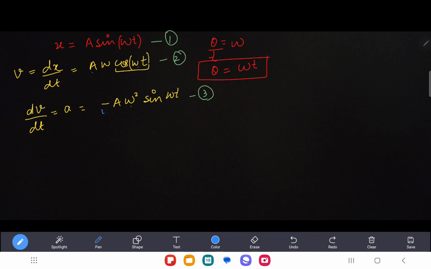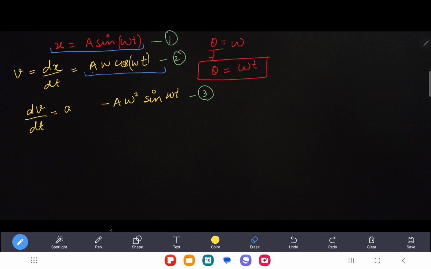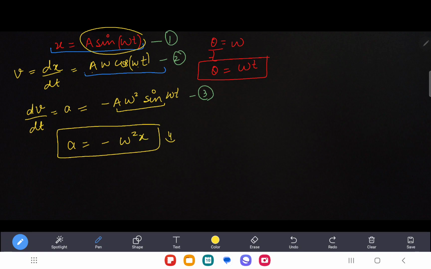And thereby, we have the acceleration, the velocity, and the displacement x. You understand my point? So that is acceleration. Understood or not? And also you understand that a sine omega t is nothing but x. So I can say acceleration is nothing but minus omega square x.